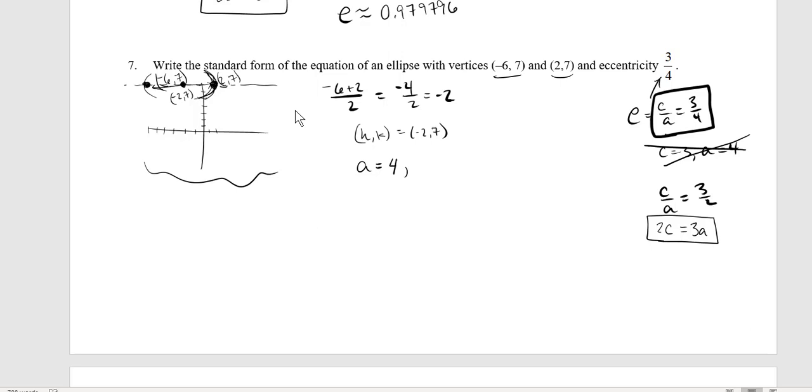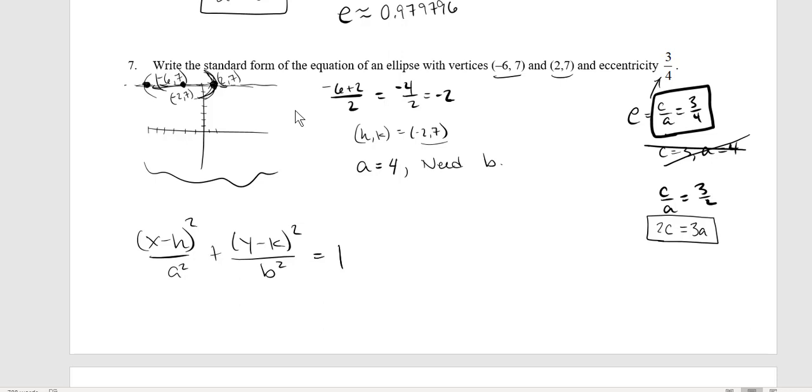So we know A, we know H and K. Keep in mind, what I'm trying to fill out is this standard form equation of the ellipse. I chose this form where I put the A under the X stuff because I have a horizontal major axis, meaning I have a bigger number under the x than the y. So I know my h and k, I know my a value. The last little piece I don't know, I need my b value.